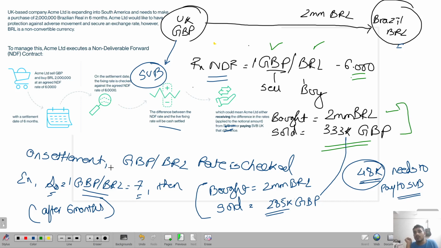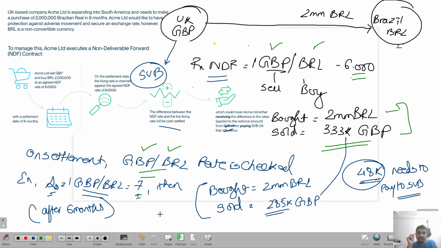Now, obviously, since this is an FX NDF and since the Brazilian BRL is a non-convertible currency, on settlement the rate would be checked. What rate is GBP BRL going at on the spot, and the difference would be cash settled between SVB and Acme, right? So, for example, let's just say the spot rate turns out to be 7, that is, for 1 GBP you can buy 7 Brazilian real. That means GBP has strengthened, right? GBP has strengthened.